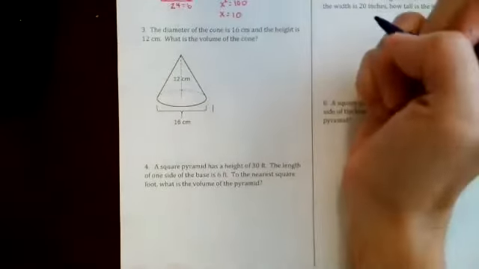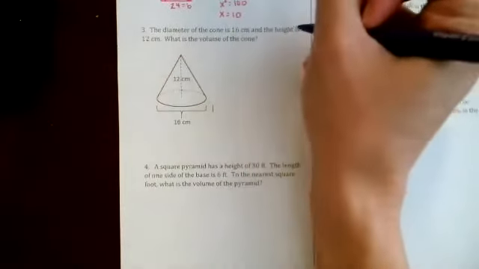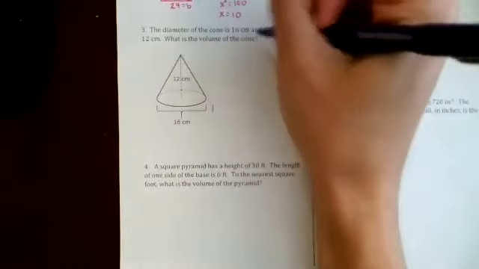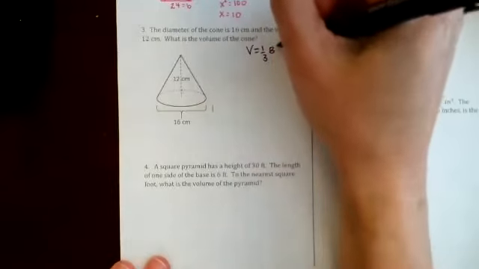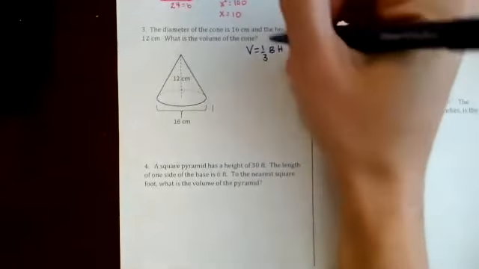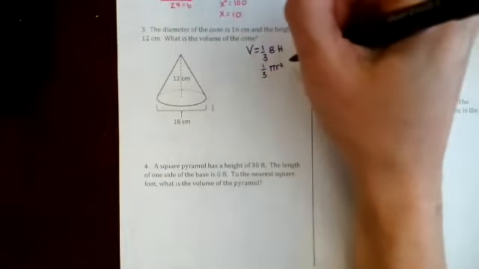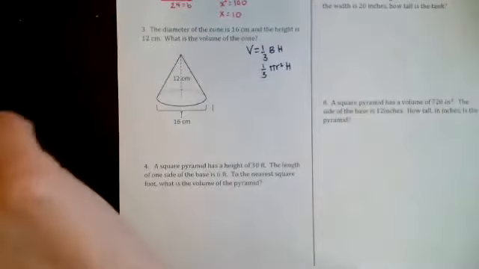All right, number 3, we have the diameter of a cone is 16 and the height is 12. What is the volume? The volume of a cone is 1/3 the area of the base times the height. The base of a cone is a circle, so we fill that in with pi r squared times the height of the cone. Now, this problem gave us the diameter.